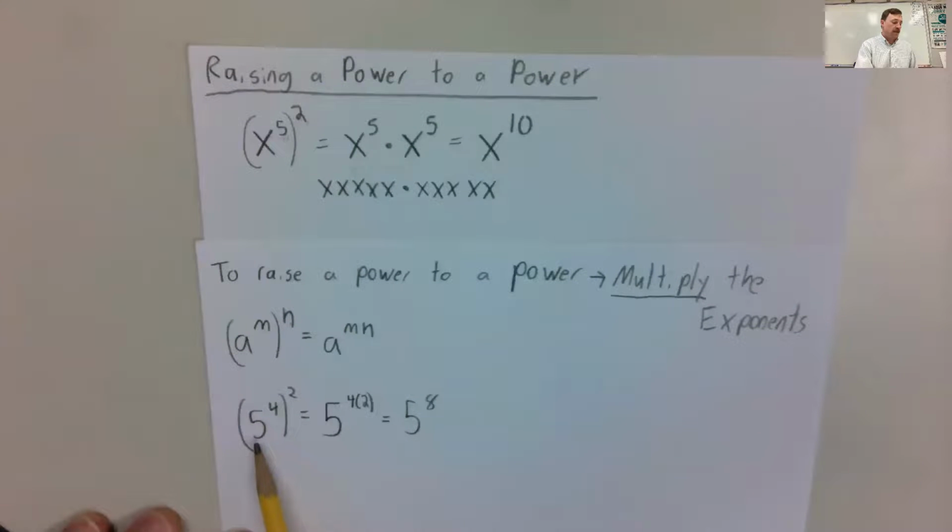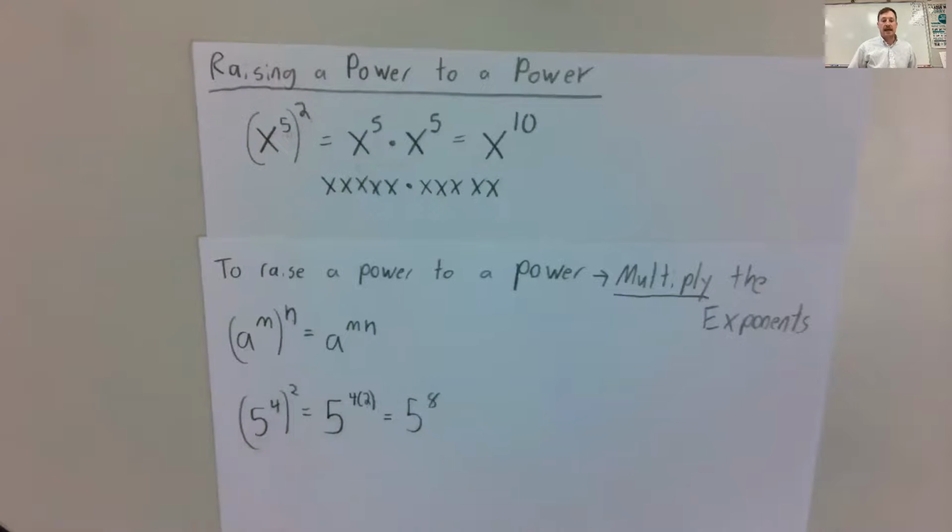Written out here, 5 raised to the fourth raised to the second power. All I need to do is multiply those exponents. 4 times 2 is 8. And that's it. So it's important to keep in mind that when we're multiplying exponents, we add. When we divide exponents, we subtract. When we raise a power to a power, we multiply. So these are all different operations around each one of these rules.